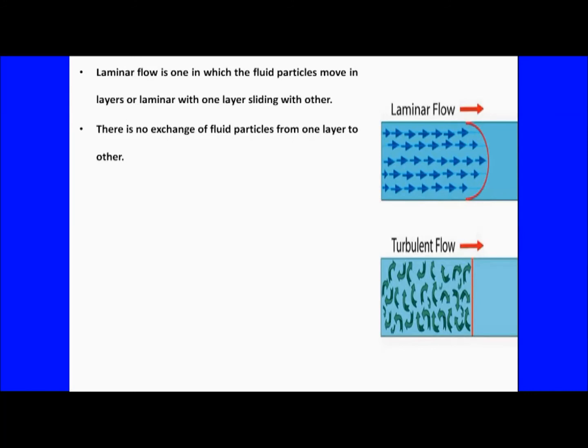The next thing is that there is no exchange of fluid particles from one layer to another layer. These fluid particles do not exchange because the fluid particle nearby the wall has an adhesive force which is pulling it towards the wall. The next one also has an adhesive force, but it is less compared to this. This one has more adhesive force, right? And this one has zero adhesive force, so it can easily move out, right?